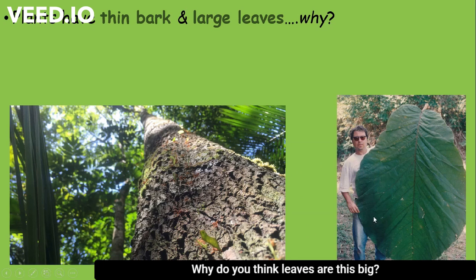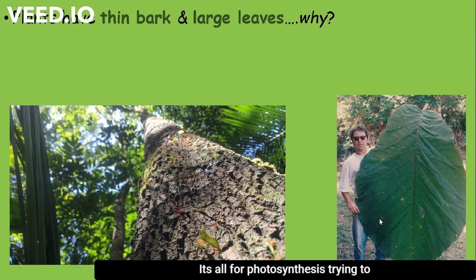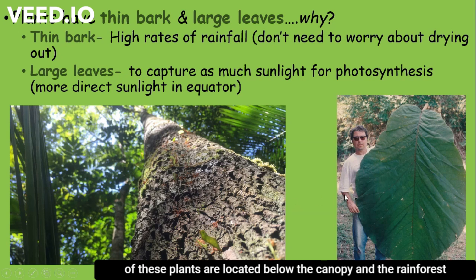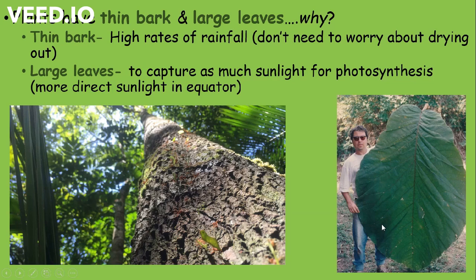Why do you think leaves are this big? Not all of them, but some. Perfect. For photosynthesis, trying to capture as much sunlight as possible, especially if some of these plants are located below the canopy in the rainforest. A lot of light can get blocked out by trees above. So having really big leaves allows them to capture as much sunlight as possible.